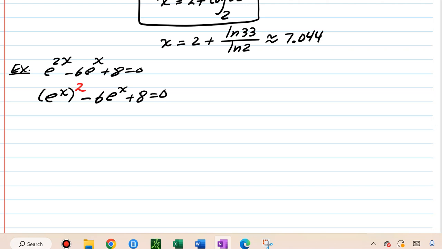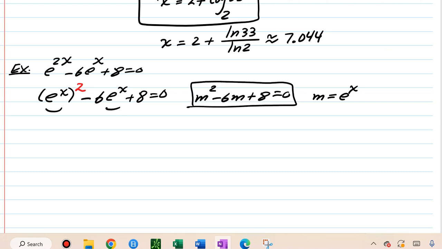Now this equation, if you look at the general structure, it looks like it's in the form m squared minus 6m plus 8 equals 0, right? And here, acting as an m in this example is e to the x. So the point being that the underlying equation here is a quadratic equation. And in fact, this equation, the original one that I'm working with, these are equations that are said to be quadratic in form. Quadratic in form means exactly this. Means you can rewrite them in the form of a quadratic equation.